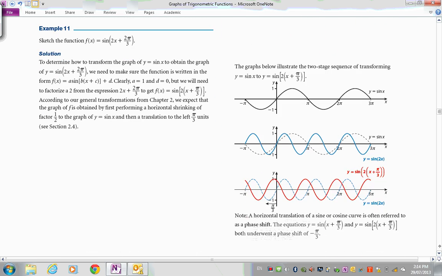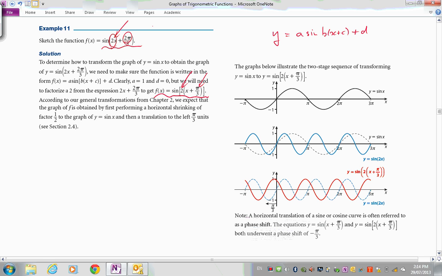Let's do some here with an interesting function like this. The most important thing though is to change this function into our standard form, which is a sine(bx + c) + d. So can you see it? That should be factored out. When we do that we get this function here. It's a sine of 2 outside, x plus pi on 3. We're going to take a common factor of 2 outside the bracket.